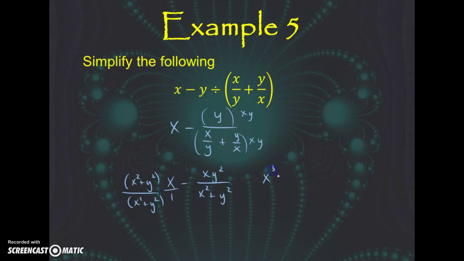I get myself x cubed plus xy squared. And then I might as well just combine that with the xy squared on the other one over x squared plus y squared. Please be careful, this gets a lot of people into trouble. When they do that subtraction, they remember to combine these together, but then they forget that this is being subtracted. So that's actually a negative xy squared, not positive. I've got an xy squared and a negative xy squared. They just cancel. My final answer is x cubed over x squared plus y squared.